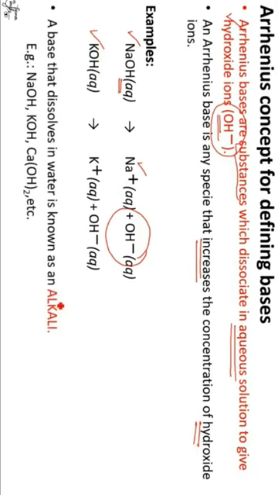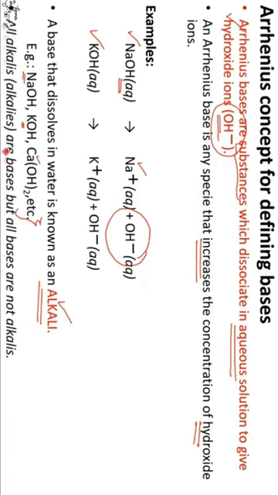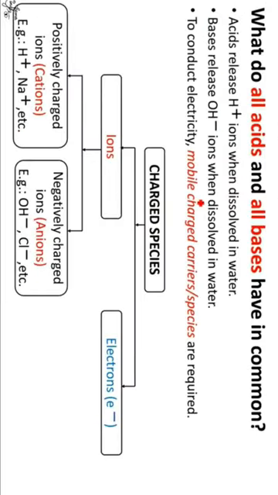A base that dissolves in water is known as an alkali. All the bases will not dissolve in the water, students. Those which do dissolve are called alkalis. These are the examples: NaOH, KOH, Ca(OH)2. So all alkalis are bases, but all bases are not alkalis.